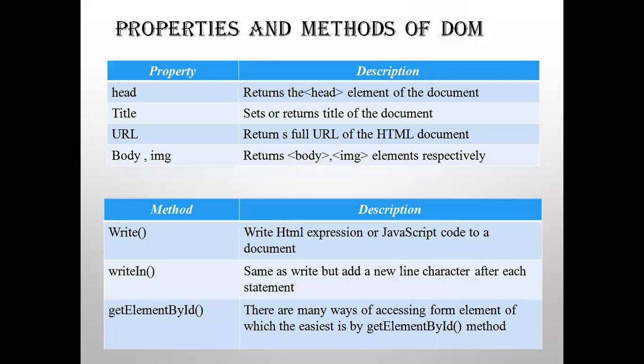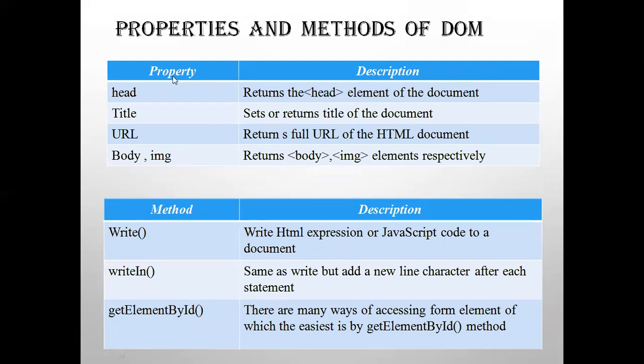Let's see some properties and methods of the document object that can be accessed and modified by the document object. So refer to this table. Here we have some properties and here we have some methods.